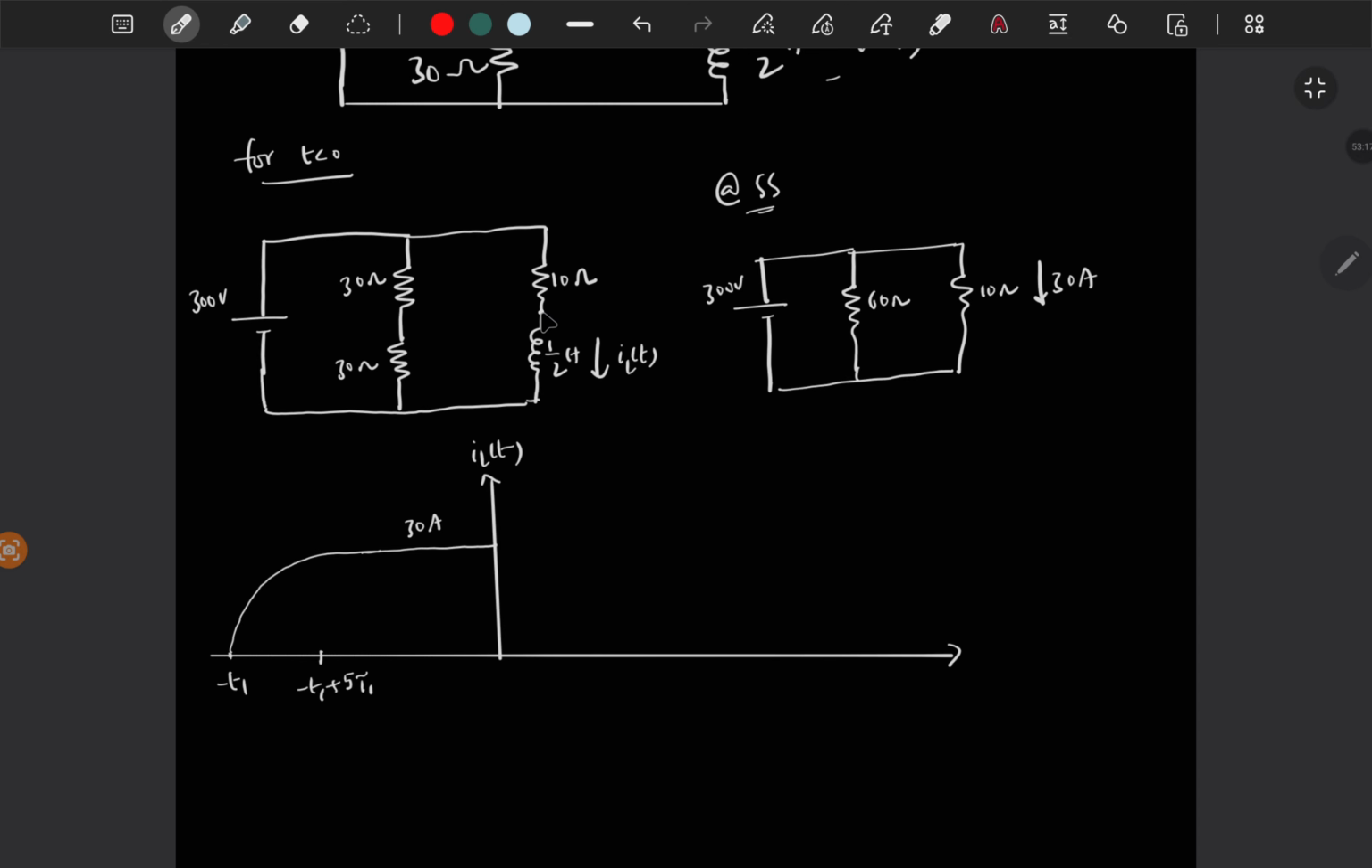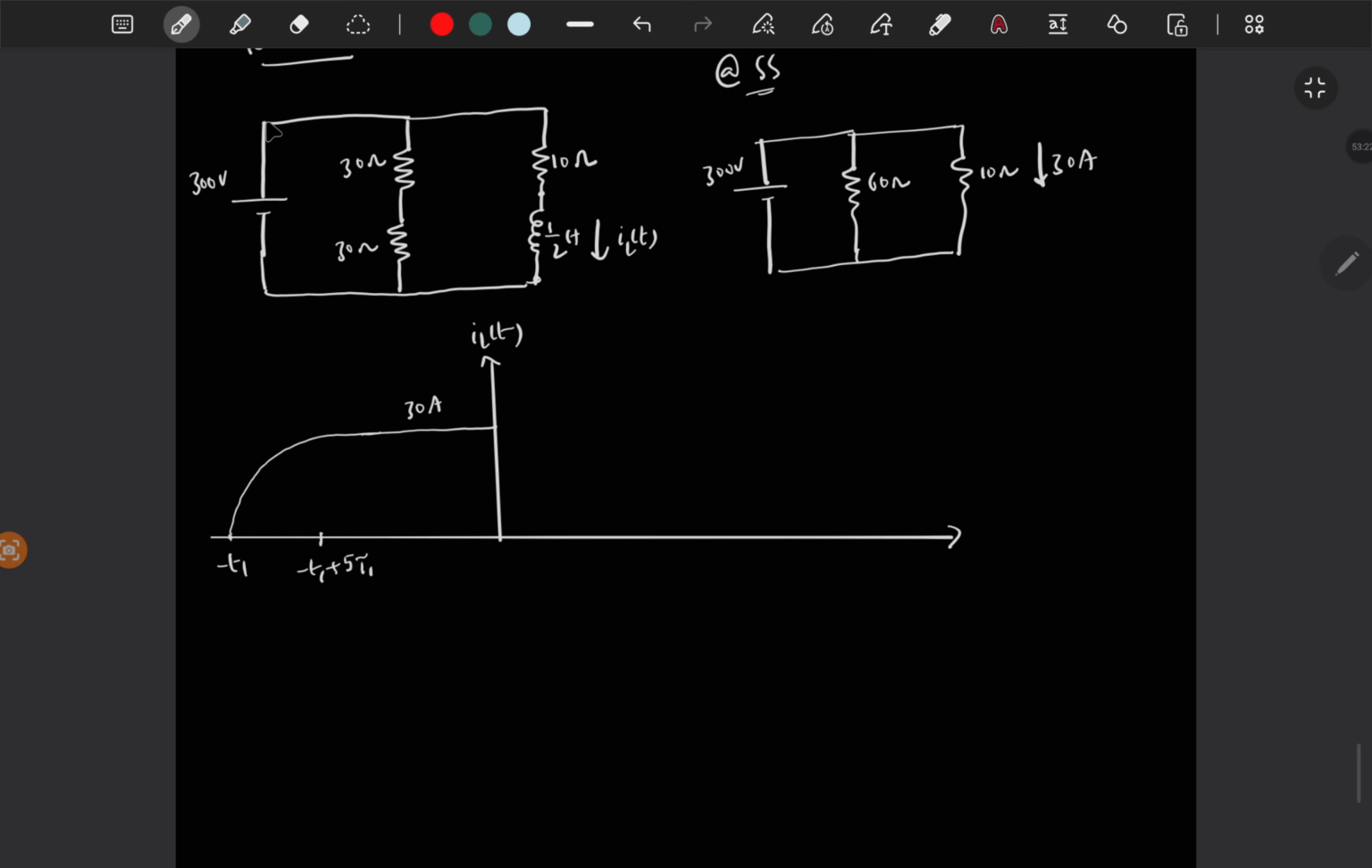So if you want to find R equivalent between these two terminals, then you short circuit this one, then this will be ignored, right? Since it is short circuited and it is across the short circuit, so ignore this one, then you will get only this 10 ohms. So I'm directly writing tau 1 is R equivalent of 1 by 2 by 10, which is 1 by 20 seconds. So this is tau 1.